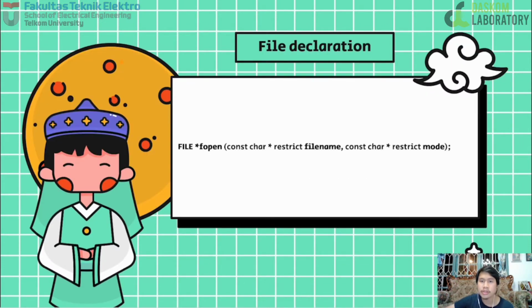This is the general form of open file: FILE asterisk, fp equals fopen, file name, you can change this, and mode, you choose the mode here.